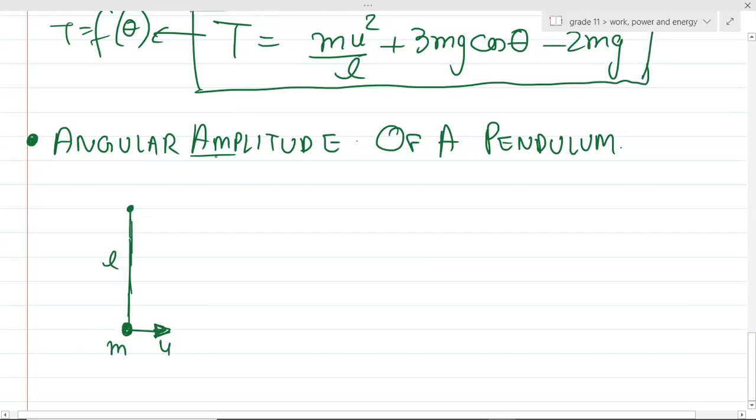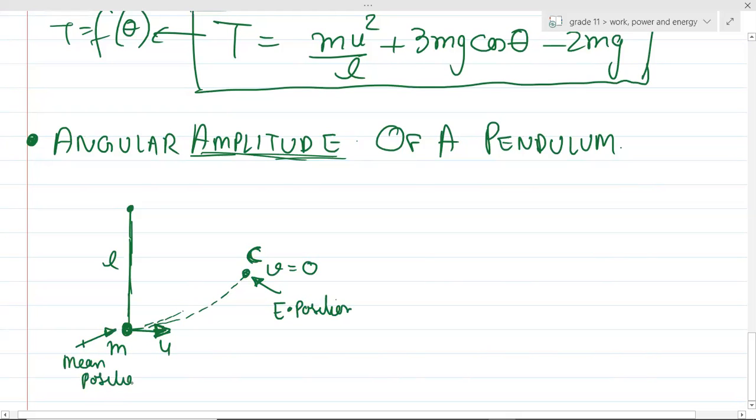What do you mean by amplitude? Amplitude is the farthest distance from the mean position, right? Let's say when it was going from this point to this point, at point C it stops. Will this be the extreme position? And will this be the mean position? Whenever you throw a pendulum at the bottom, if you don't throw it with a greater speed, it starts oscillating like this, right? So at one particular position, it stops, right?